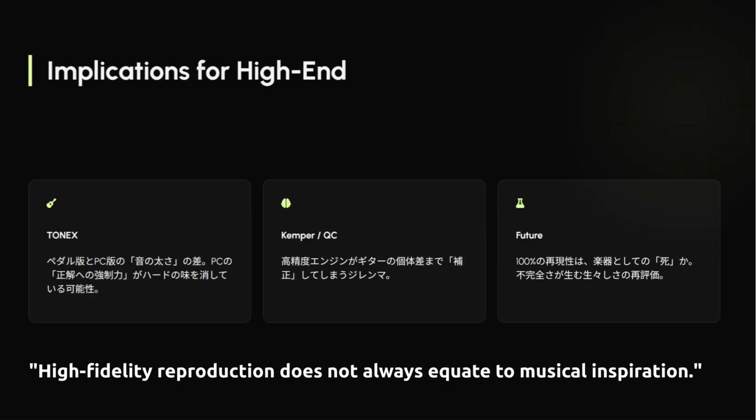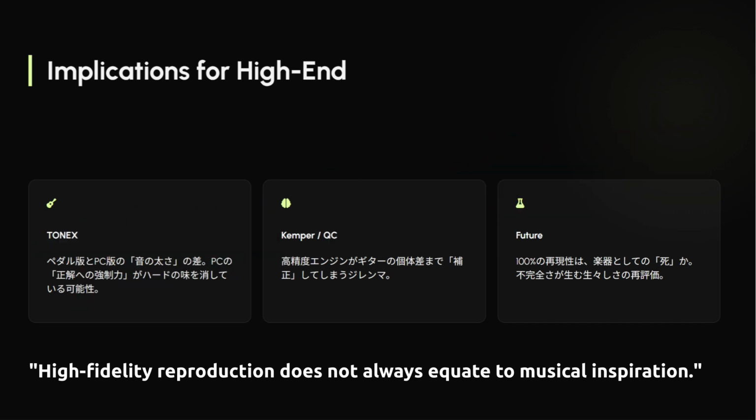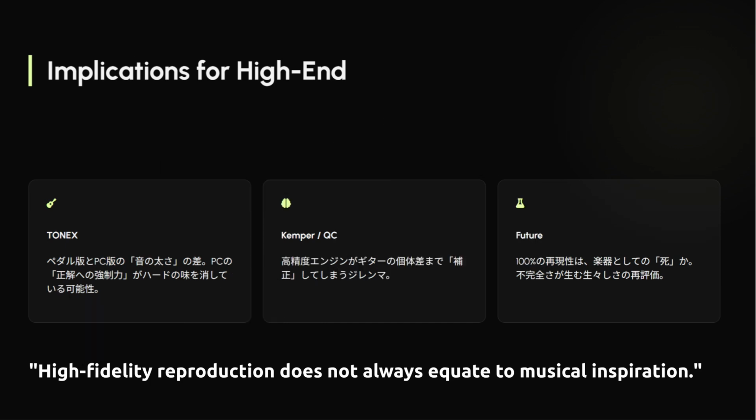Now, the big question. Is this convergence a weakness of affordable gear? I'd say no. Even on high-end units like NUX or Quad Cortex, players often find the hardware feels more alive. Perhaps it's because the digital engine is too perfect, stripping away the beautiful imperfections of the hardware.